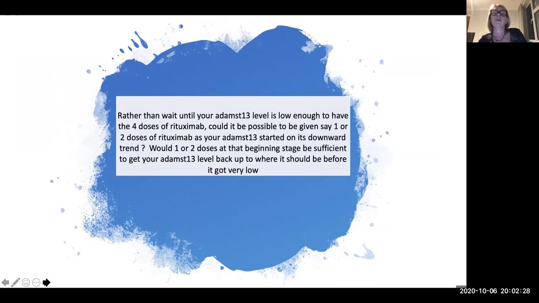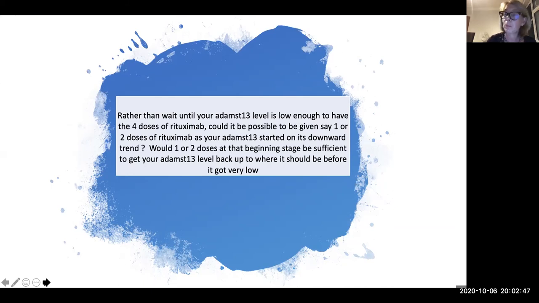So rather than wait until your ADAMTS13 level is low enough to have 4 doses of Rituximab, could you possibly give 1 or 2 doses just as it started on the downward trend? And would 1 or 2 doses at the beginning be sufficient to get your ADAMTS13 level up before it got very low? Very fair question.